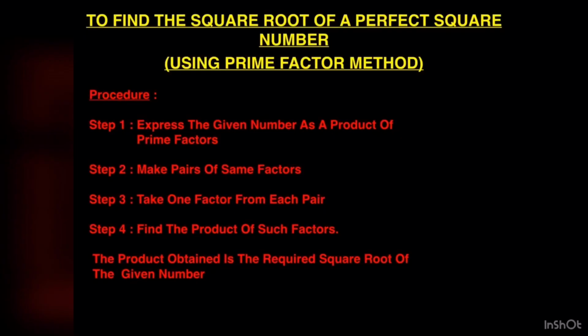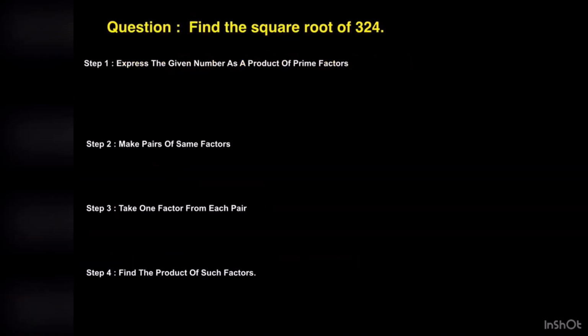So, to find the square root of a perfect square number using prime factor method, we need to follow these 4 steps. Let us look at this example. Find the square root of 324. In this question, we will be using prime factor method, and in this method the first step is express 324 as a product of prime factors.